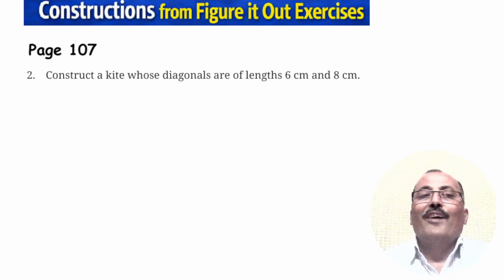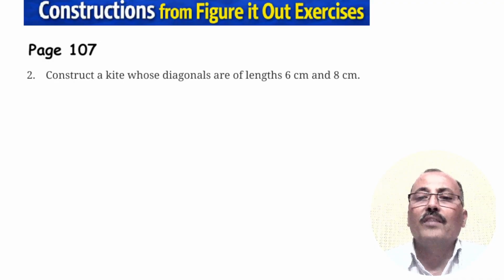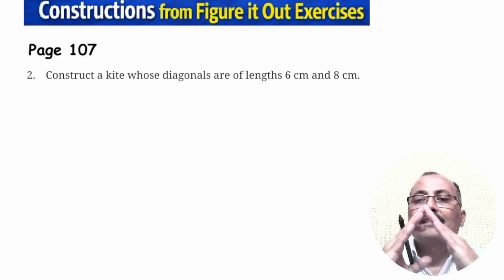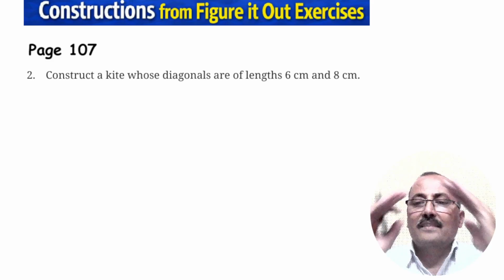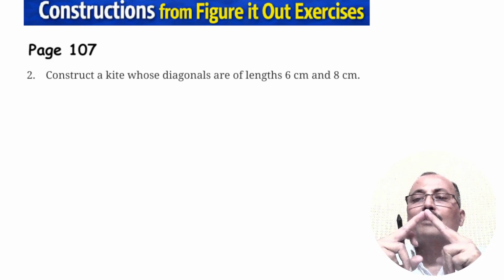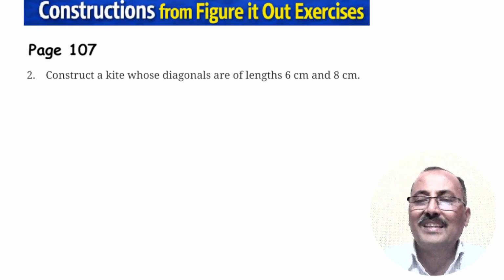Okay, children. Our next question from the figure it out exercise of constructions is from page number 107. That is, construct a kite whose diagonals are of length 6 centimeter and 8 centimeter. Listen, this is a kite. You know what a kite is? It will be like this, and the tail also will be like this. Not circular or anything. Two line segments will be there. Everyone would have seen a kite, so I need not explain this much.